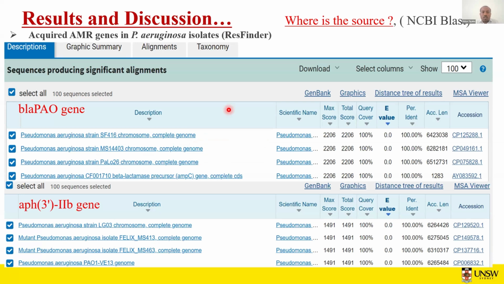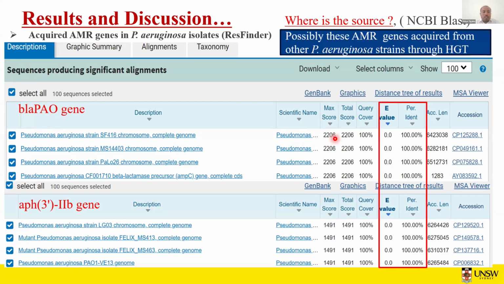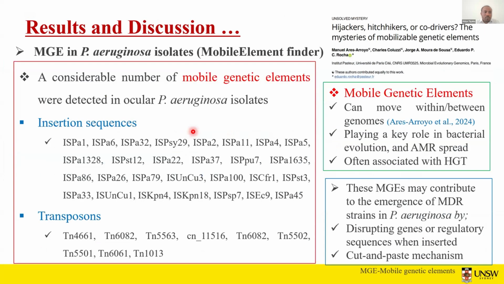So we used BLAST alignment, and most of the genes identified as acquired antibiotic resistance genes are related to other Pseudomonas aeruginosa strains. So possibly these antimicrobial resistance genes may be acquired from other Pseudomonas aeruginosa strains through horizontal gene transfer mechanisms.